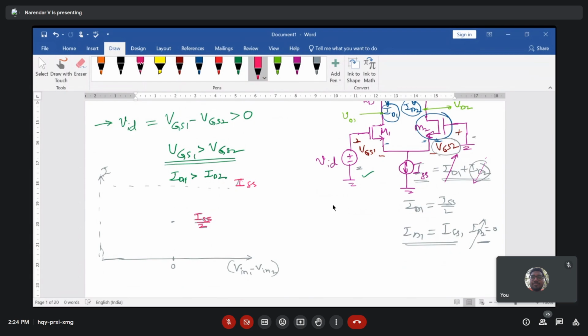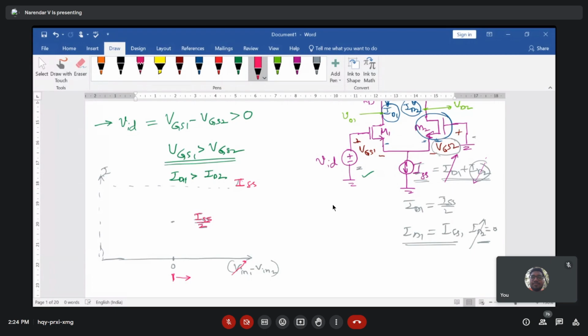Right? Now you can consider this is a point where the V input 1 minus V input 2 is 0. As this value is becoming positive and higher, what it means? V input 1 started dominating than V input 2, and that's how you will get the positive value of differential input V input 1 minus V input 2. Right? So now V input 1 minus V input 2 is higher, then what you can see is that ID1 current starts increasing and ID2 current starts decreasing.